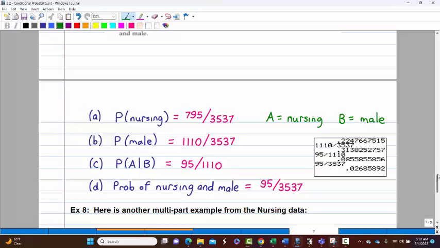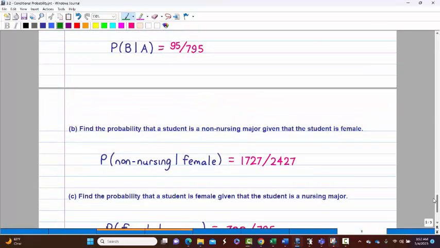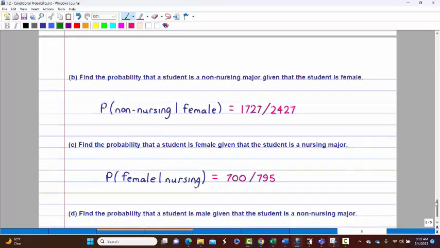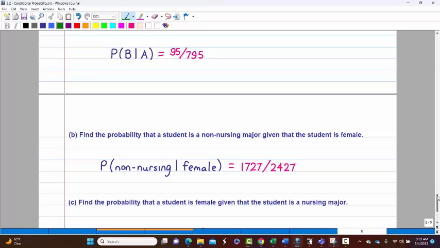So it's, wait. Oh, yeah, there we go. I was looking at the wrong one. There it is. 1727 divided by 2427. Now, I'll go ahead and reverse this one. I may not reverse the next 2, but I'll reverse this one.